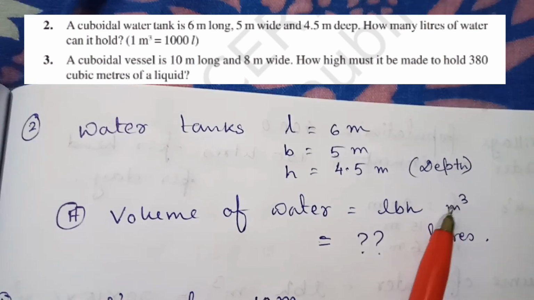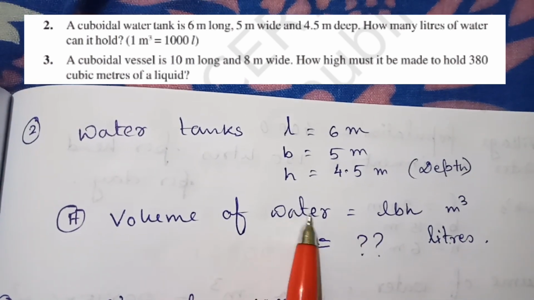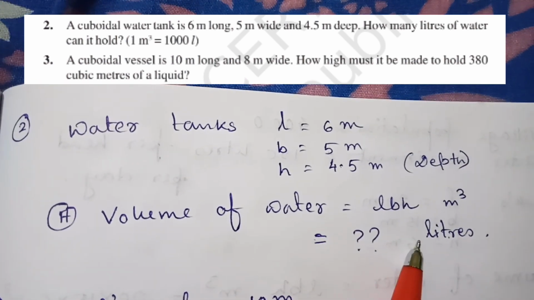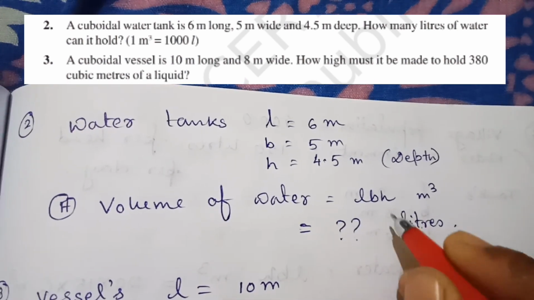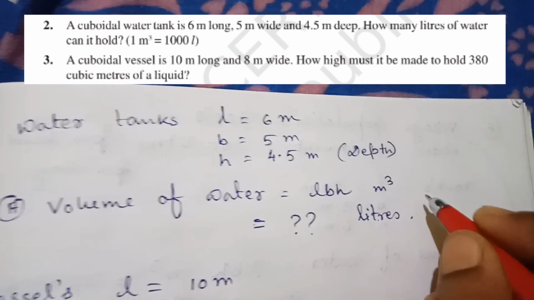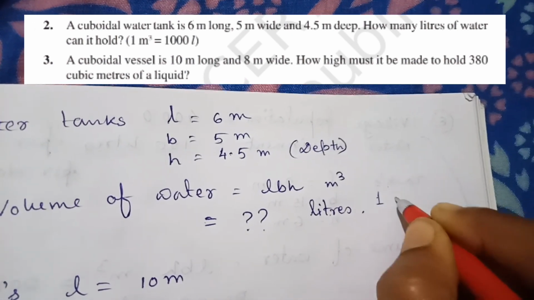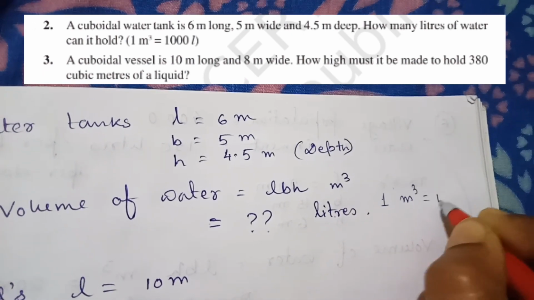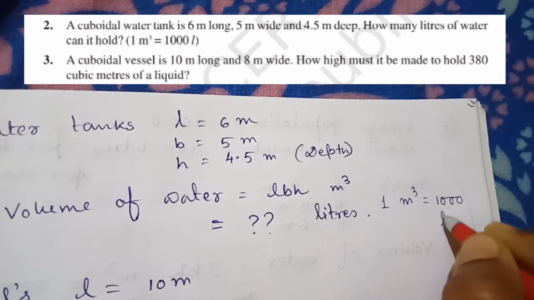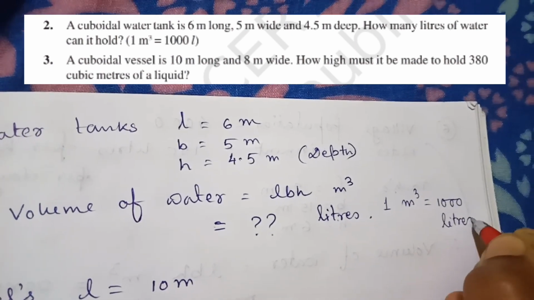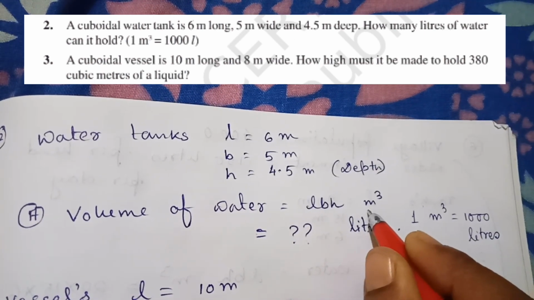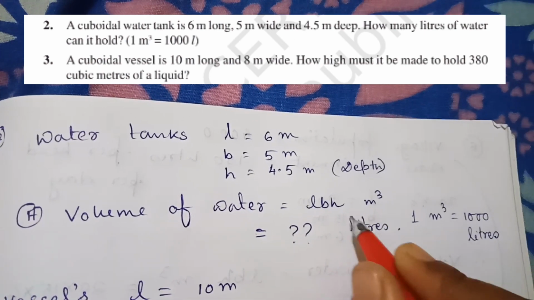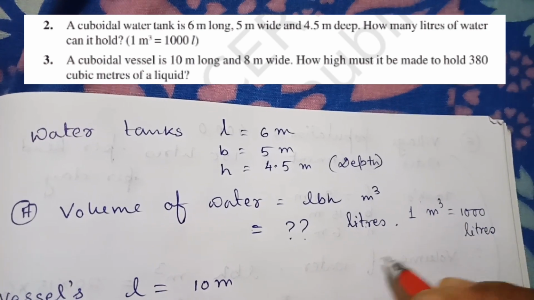Now what do you have to find? We have to find out the volume of the water in liters. So first you will do it in meter cube, and now you all know that 1 meter cube is equal to 1000 liters. That means whatever you are getting here by calculation, you have to multiply that with 1000. Okay.